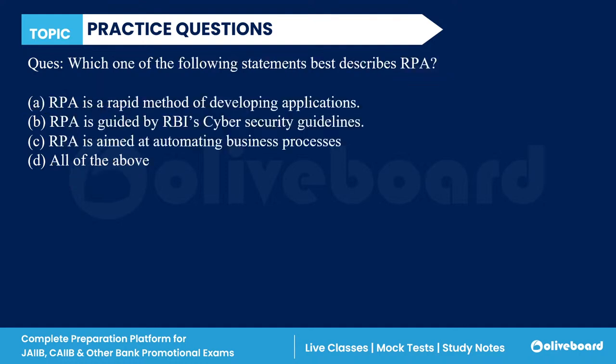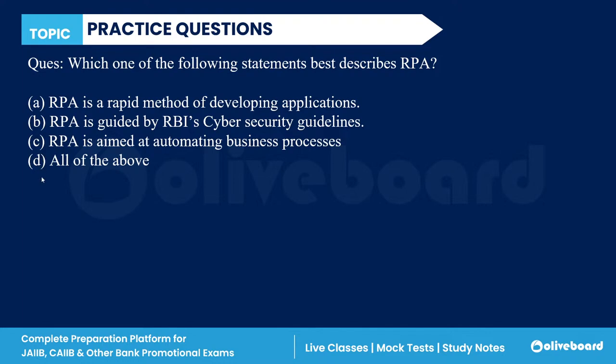Next, which of the following statements best describes the RPA process? RPA is a rapid method of developing applications. It is guided by the Reserve Bank of India's cybersecurity guidelines. It is aimed at automating business processes. Or all of the above. Which one best defines the process of RPA, everyone?